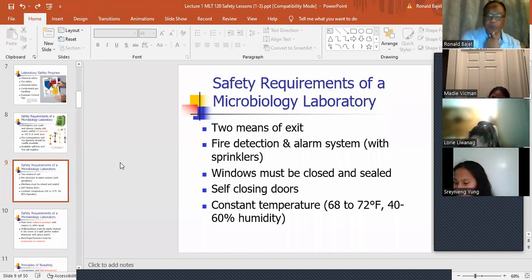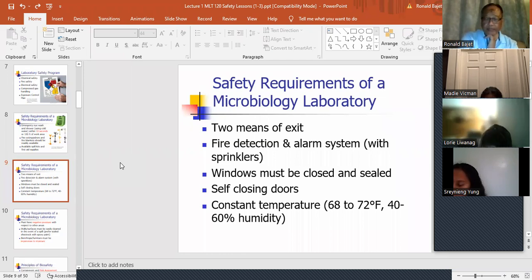In the laboratory, you should have two means of exit. For example, if there's a fire by the entrance, you need to be able to escape using the other exit. Fire detection systems, like an alarm system with sprinklers. With regards to sprinklers, in your supply room, when you store boxes on shelves, they need to be 18 inches from the ceiling. I know it's not on here, but the reason is that you need to give enough clearance for the sprinklers to spray water.